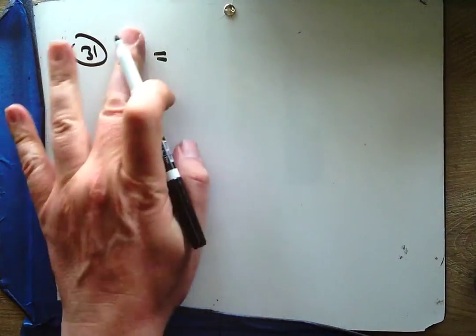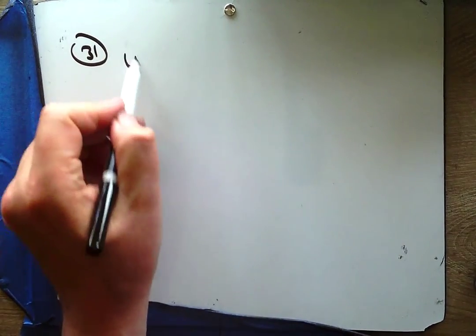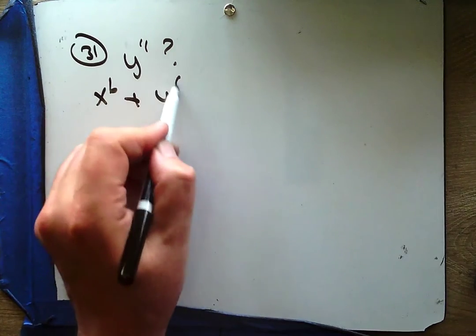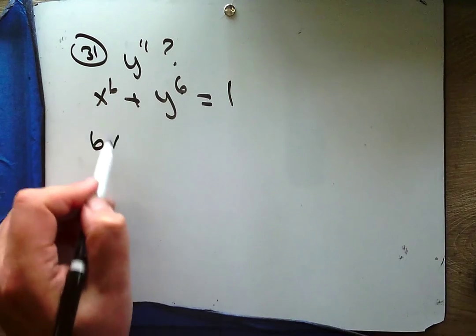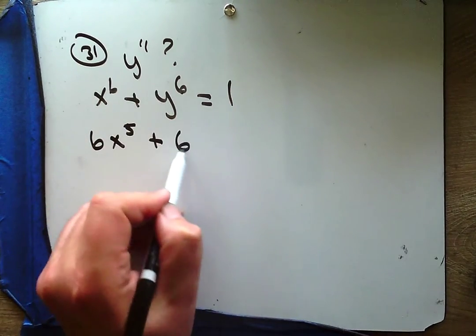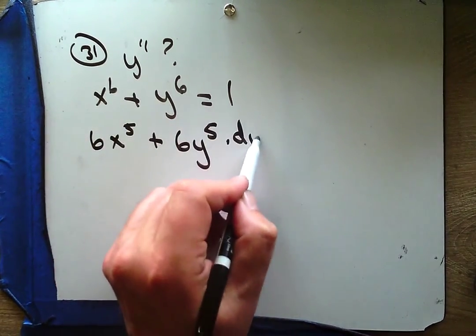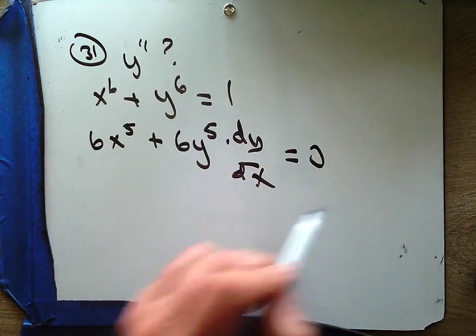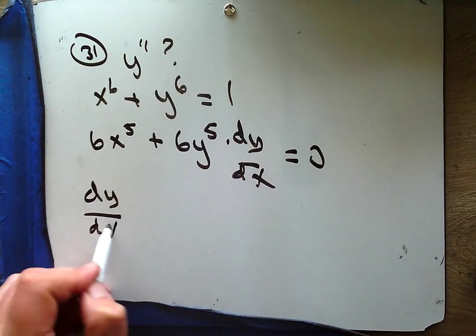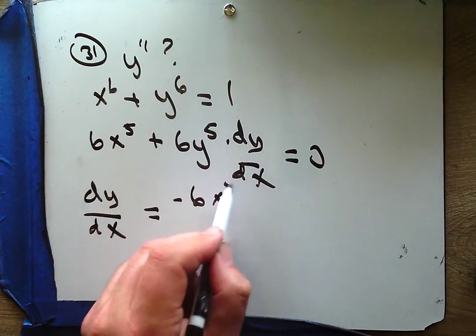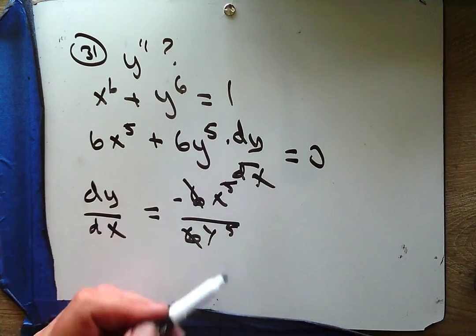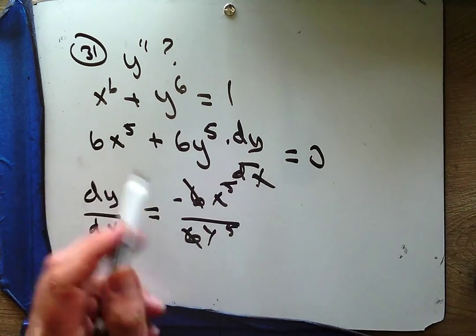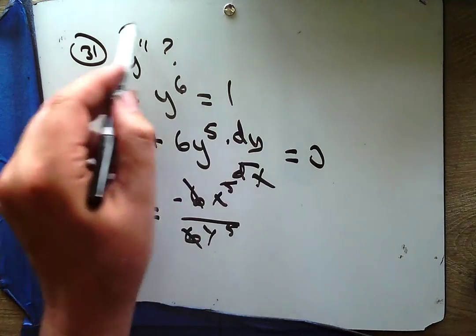Y equals, no, it's not y equals. It says find y double prime if x to the 6th plus y to the 6th equals 1. Okay, so 6x to the 5th plus 6y to the 5th times dy dx equals 0. So dy dx is going to be negative 6x to the 5th over 6y to the 5th. And I can cancel those. And that's about it. But I need the second derivative.